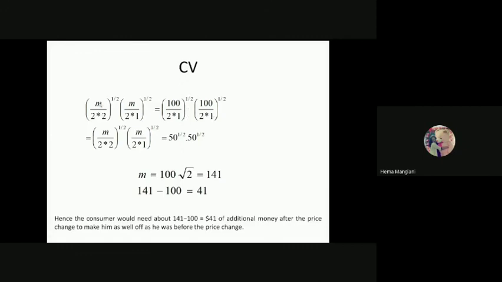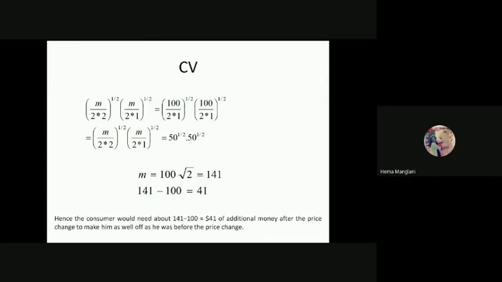Now this M I'm not replacing. The reason is that we need to discover how much money the government has to give to offset this loss in income. So this M I'm keeping over here. I simplify this whole process and this gives you M equals 100 root 2. If you simplify it, this gives you 141, the whole income.